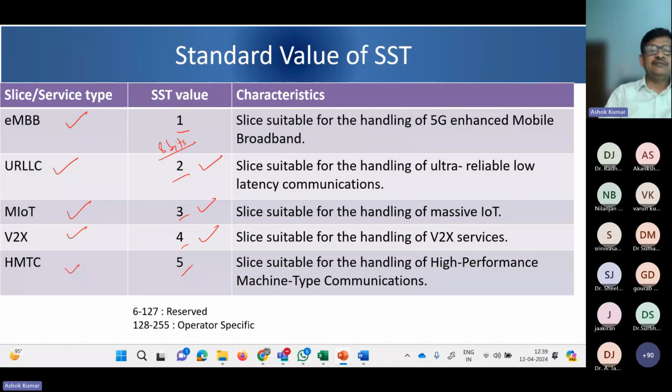And they have reserved values up to 127, because with 8 bits I can go up to 256, but up to 127, 3GPP would be defining later on. So those are reserved. An operator can also define their own types of slices. So they also have about 128 in number. 128 slices can be configured by the operators.